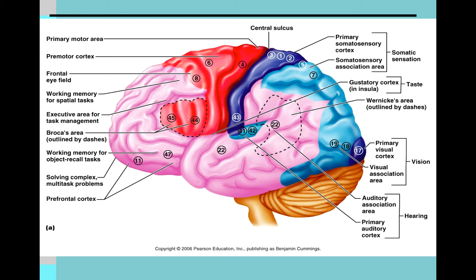This is the image that is in your textbook. It is accessible to you. It does show all the different regions, and the different numbers are related to the explanations in the textbook. But I just want you to know that it's there for you if you need it.